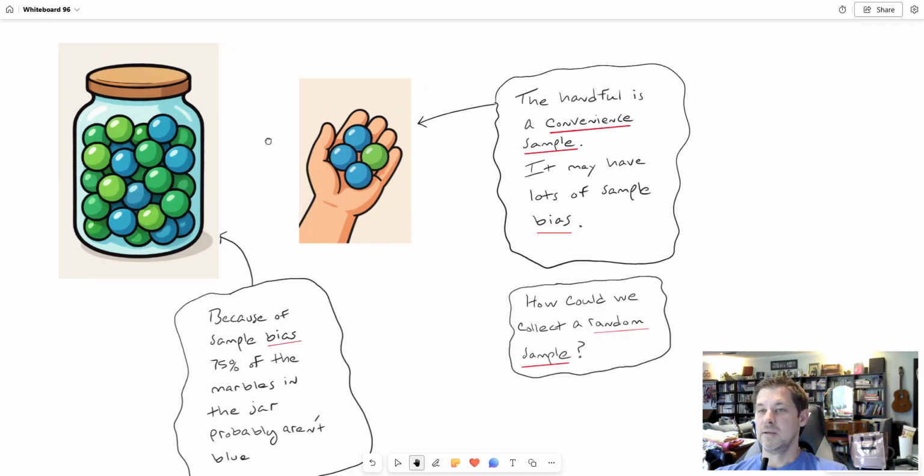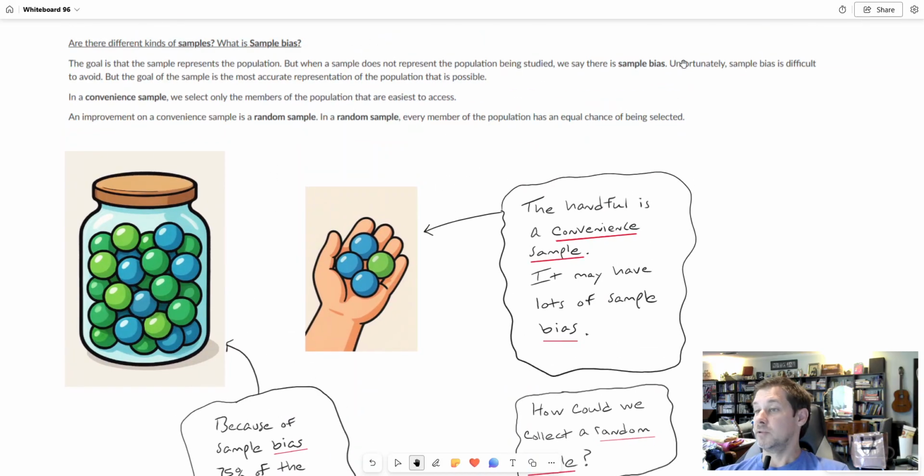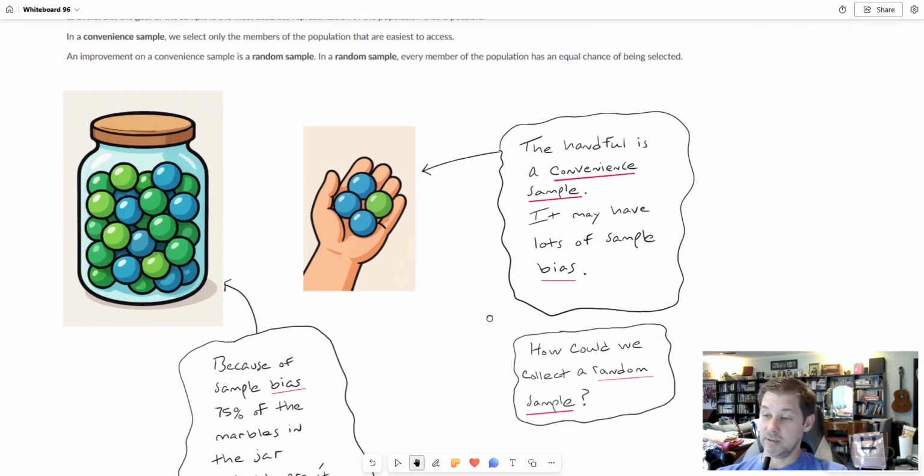All right, so yes, samples could have bias. A sample might not be like the population that it comes from. Sample bias is often difficult to avoid in practice, but in general, we want the sample to be as much like the population as is possible. So in my case, that's a convenience sample. What would be an improvement on a convenience sample? What may have a lot less bias is something called a random sample.